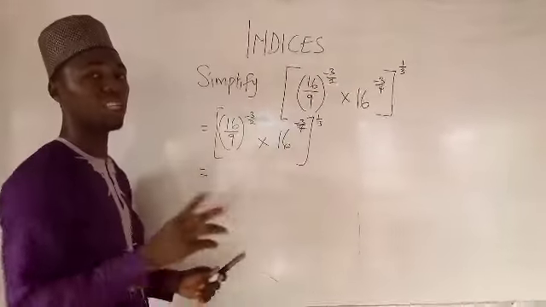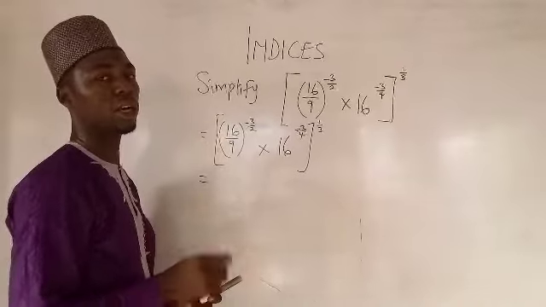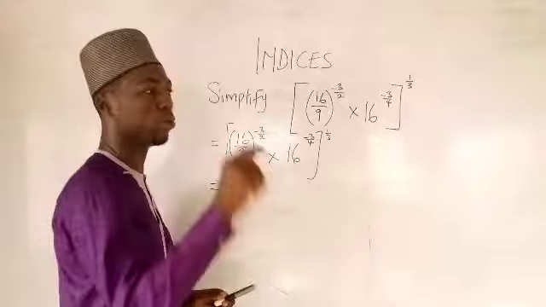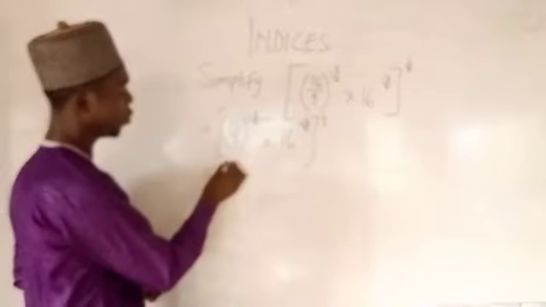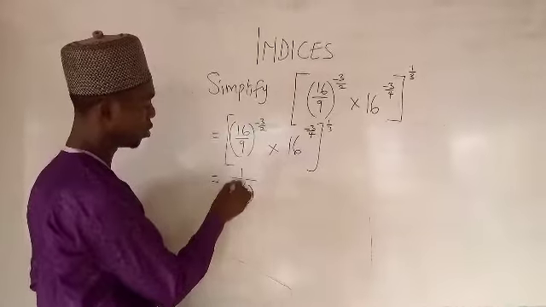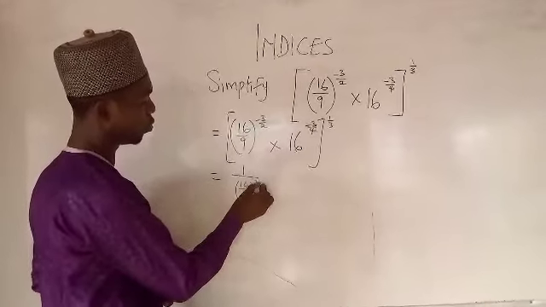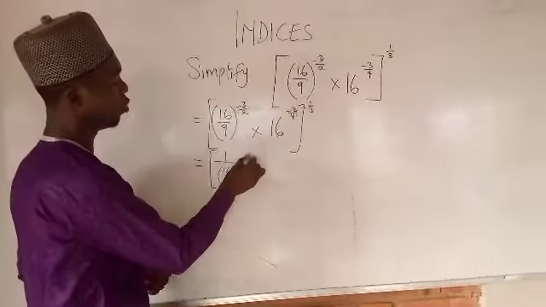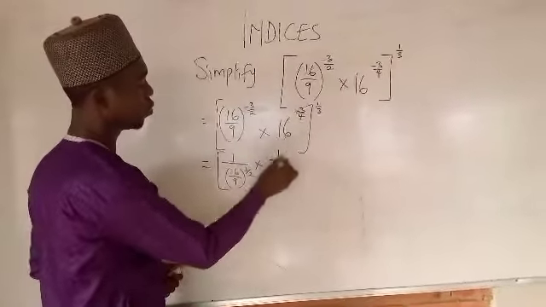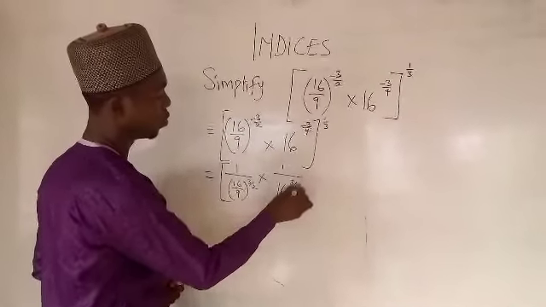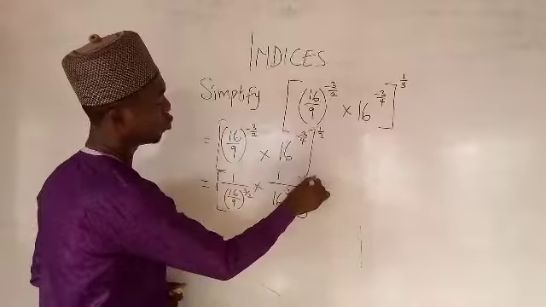this one is raised to a negative power, and in the rules of indices, when you have a negative index, it becomes 1 over. So this will now be 1 over 16 over 9 raised to power 3 over 2. So we're taking away the negative power. Multiply by the same thing is applicable to this: 1 over 16 raised to power 3 over 4. Then raised to power 1 over 3.